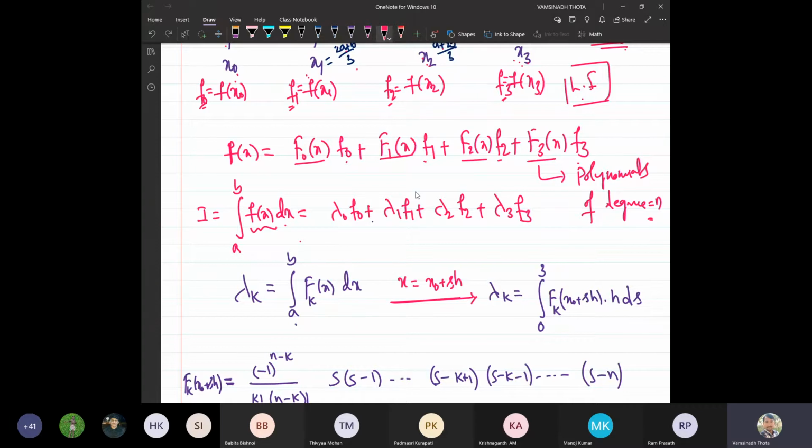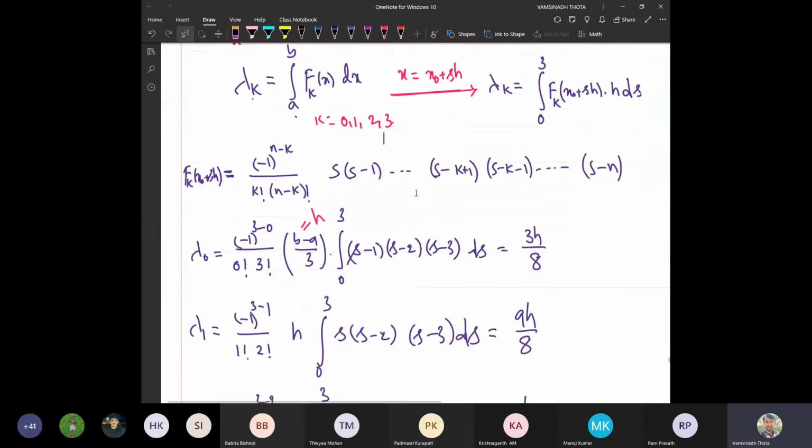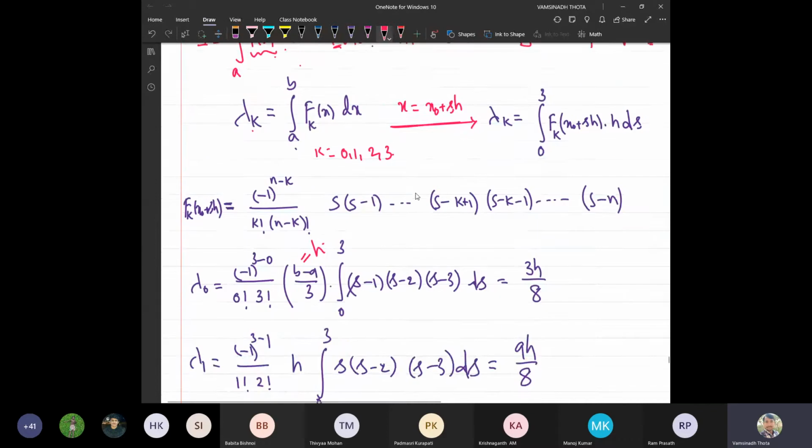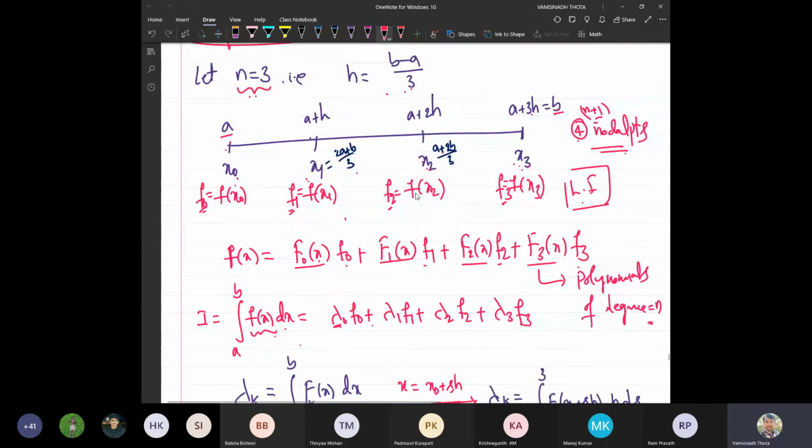Now, if you evaluate the integral, then obviously f0 is a constant. So integral a to b f0 of x dx, that is what we are calling lambda naught. See here, lambda naught. Lambda 1 is integral a to b f1 of x dx. Lambda 2 is integral a to b f2 of x dx, and lambda 3 also. So here basically k is equal to 0, 1, 2, and 3. Okay. Now to evaluate this integral, what is x? X is any number that belongs to the interval a comma b.